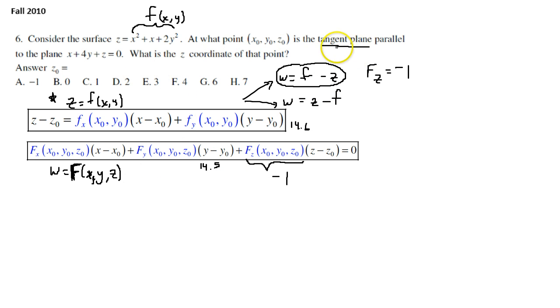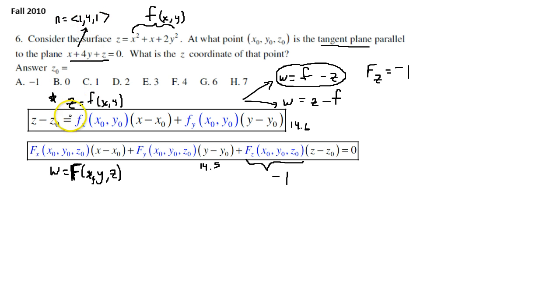We're talking about some other plane. We want the tangent plane parallel to some other plane. Parallel planes have normals that are scalar multiples of each other. So the normal for that plane is 1, 4, 1. So my tangent plane, which I'm looking at two different versions of the equations, must be a scalar multiple of that. My tangent plane's normal vector must be a scalar multiple of this normal vector.